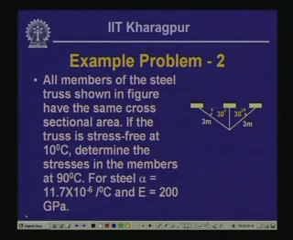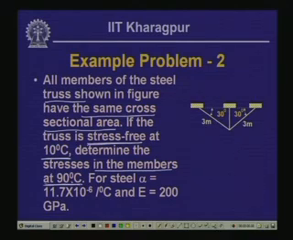Well, let us look into the second example. In fact, this is the example which we had set last time. This is a truss which is undergoing change because of the change in the temperature. Now, all members of the steel truss have the same cross sectional area, and the truss is stress free at 10 degree centigrade. Now, we will have to determine the stresses in the members at 90 degree centigrade.